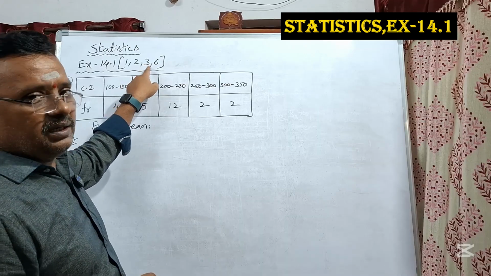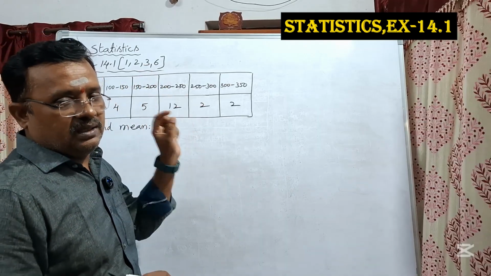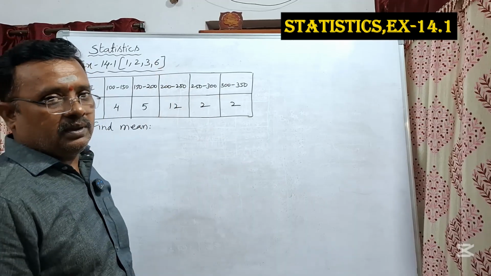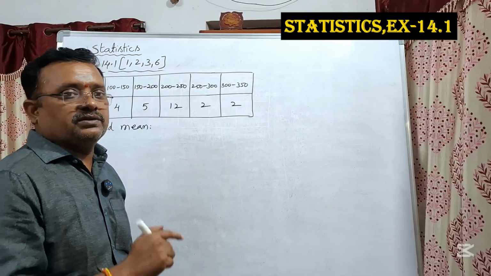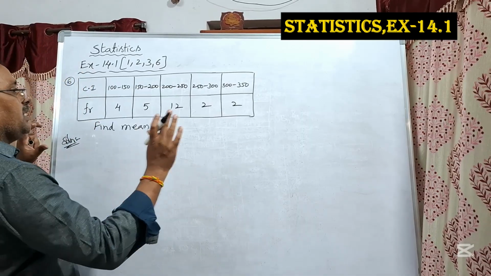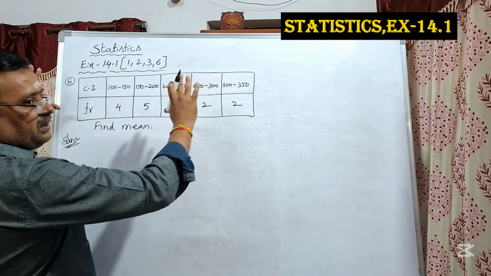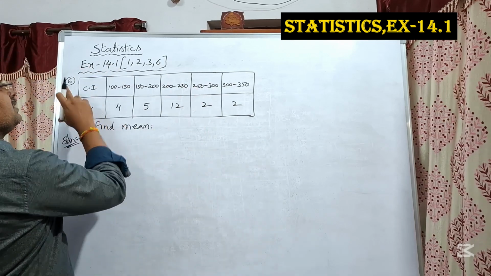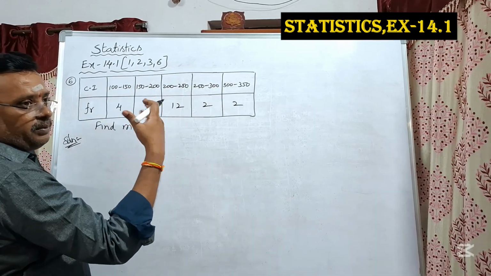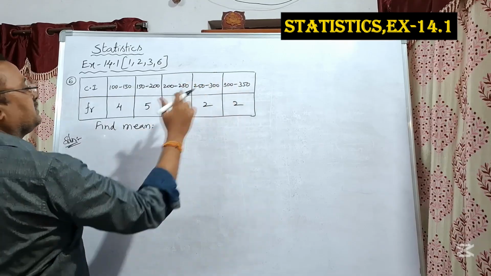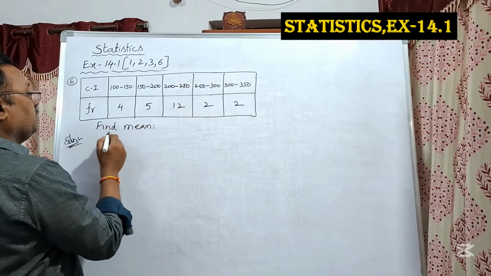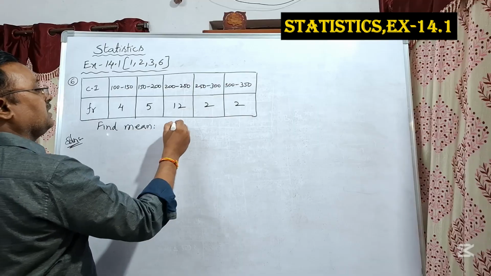Actually, the next problem is 3, but it contains a missing frequency, so we will discuss it later. I am taking the sixth problem to discuss the third method, which is called the step deviation method, the advanced method. According to the data there will be some matter and a table. Directly the table's first row gives us class intervals, whatever the information may be, and the second row gives us their frequencies. Got it? So we need to find the mean using the step deviation method.